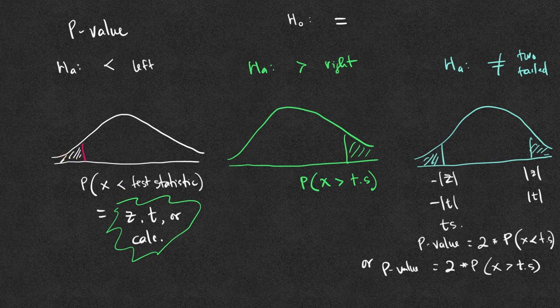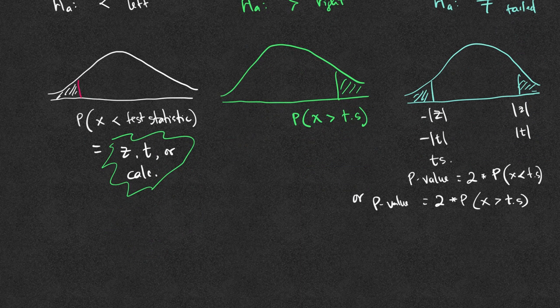Once we obtain the p-value, we will compare the p-value to alpha. Alpha is the significance level. In some cases, the significance level will not be given. If the significance level is not given, then we would use the standard significance level alpha equals 0.05.